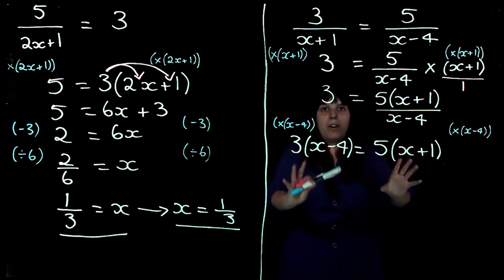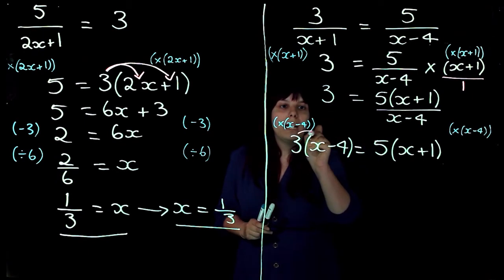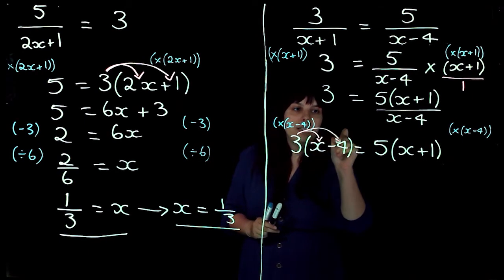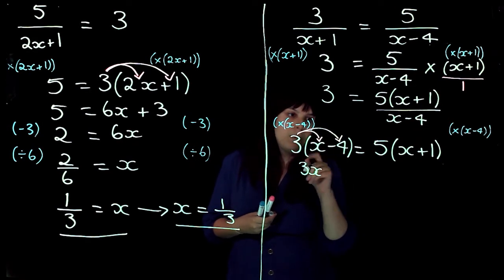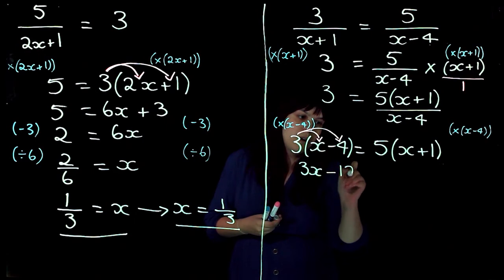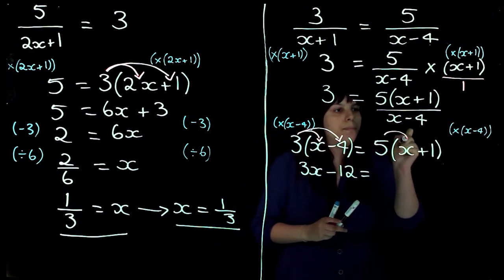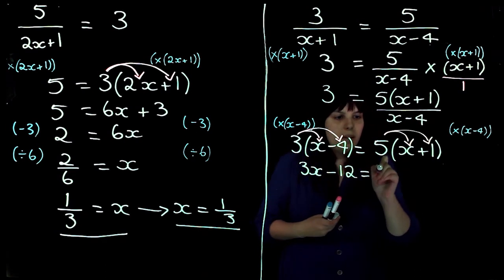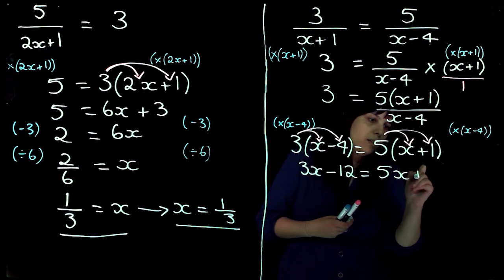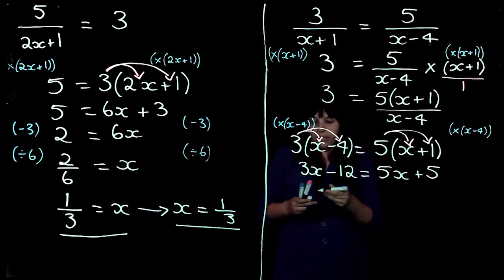Now we've got a bracket on both sides, and we've done another video on this, so I'll run through it quickly. We need to multiply out our brackets. So we do 3 times x, which is 3x, and 3 times minus 4, which is minus 12. And that equals, and we do the same to this side, 5 times x and 5 times 1 will give me 5x plus 5.